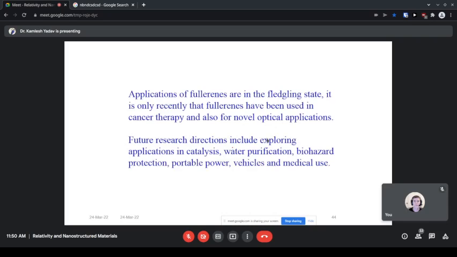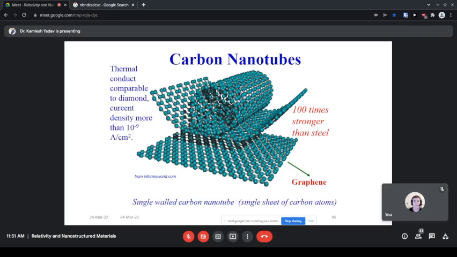Okay. Therefore, the fullerene can be used in many applications, and even this can be used in cancer treatment. But this is in developing stage. Research is going on how to use fullerene in catalysis, in water purification, as biohazard protection, in supercapacitors, batteries, vehicles, medical use, and so on. Okay. Therefore, these fullerenes are very useful. Or we can say that by making these nanomaterials, we can use these nanomaterials in various types of applications. Now let us consider carbon nanotubes. Okay.